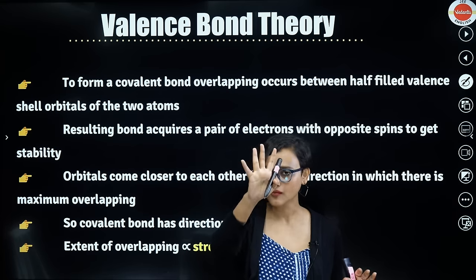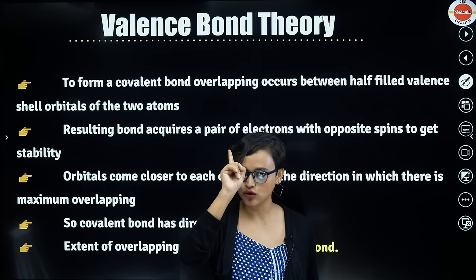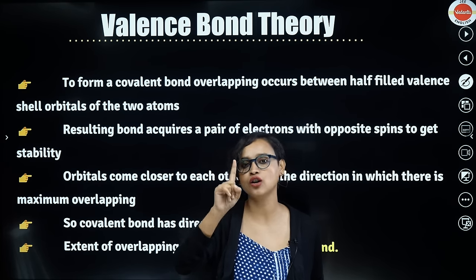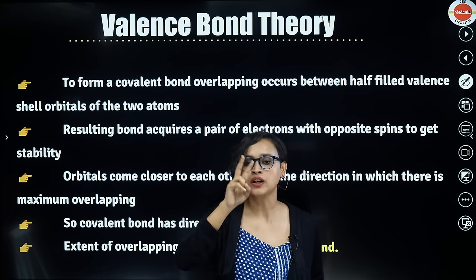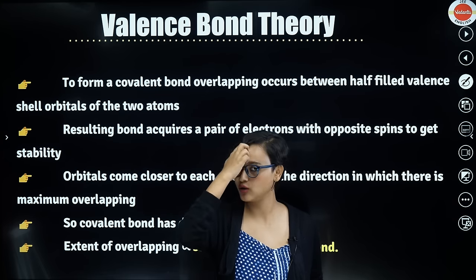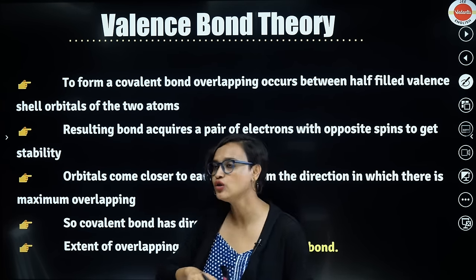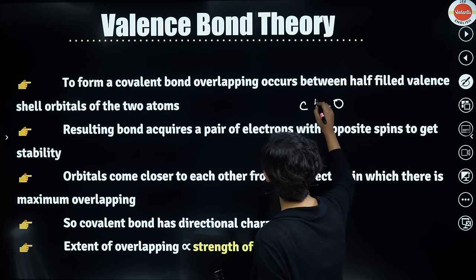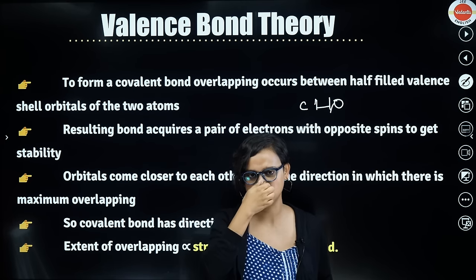What does it say? It's saying five things. First, to form a covalent bond, overlapping happens between half-filled valence shell orbitals of the two atoms. Second point is, resulting bond acquires a pair of electrons with opposite spins. Whatever bond you have created, the electrons will be of opposite spins. Whenever I make a bond, let's say C and O, this will be like this and this will be like this. There will be two opposite spins, okay? Get it?